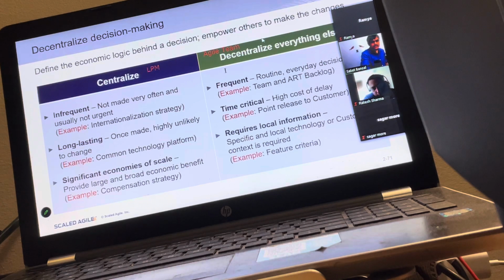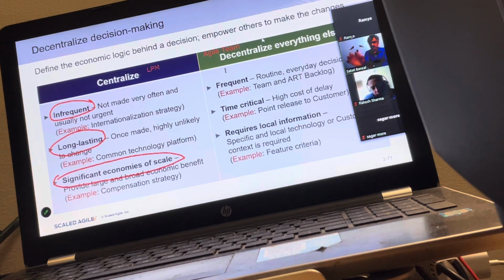It is saying the things which are infrequent, having long-lasting impact, and has a good amount of money involved, significant economy of scale involved, that can be kept centralized. We trust few individuals to make that due diligence for a big group, because it is not something you do every day. The organization strategy is not made every day. It's a 3 months, 6 months thing. So we don't have urgent stuff. But when you make it, it produces a long-lasting impact.